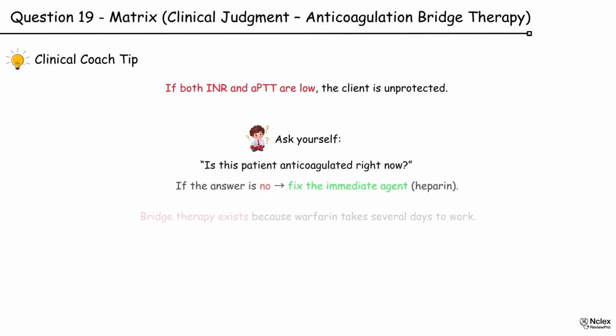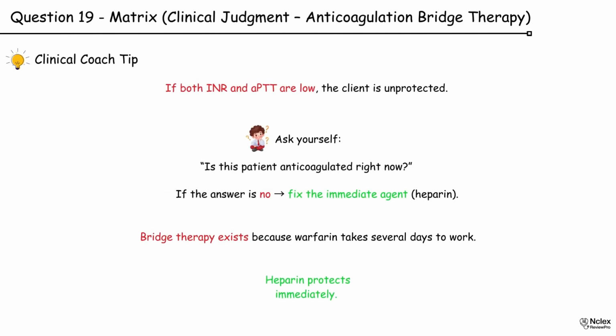Now here's the clinical coaching point. When both the aPTT and the INR are low, ask yourself one direct question. Is this patient anticoagulated right now? If the answer is no, you fix the immediate agent. In bridge therapy, that agent is heparin. Warfarin continues because it is building toward therapeutic effect. That layered thinking is exactly what NCLEX expects at a higher clinical level.